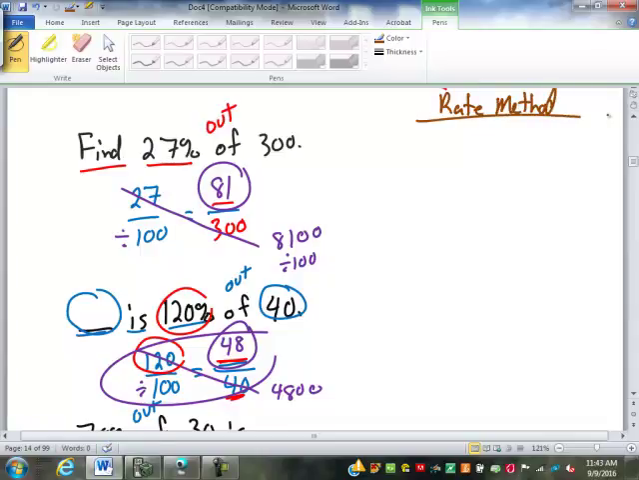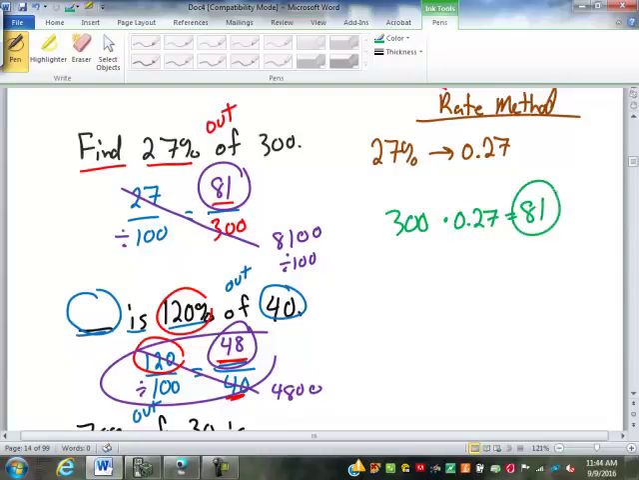And in the rate method of percents, we always convert our percent into a rate. A rate is nothing more than the decimal form of a percent. So 27% gets converted to 0.27. And we use that rate, or that decimal, instead of the percent. In a problem like this first example, it would be 300 times 0.27. It's going to give us 81.